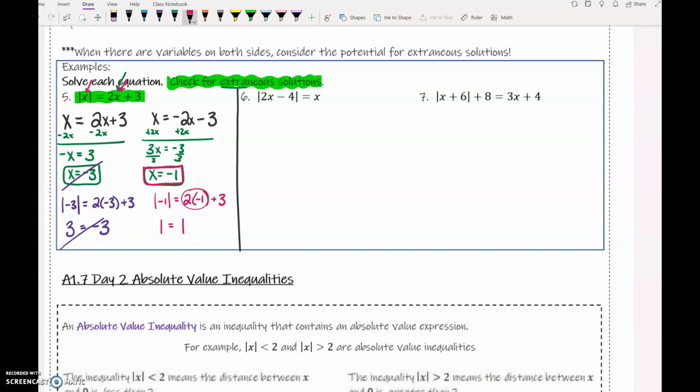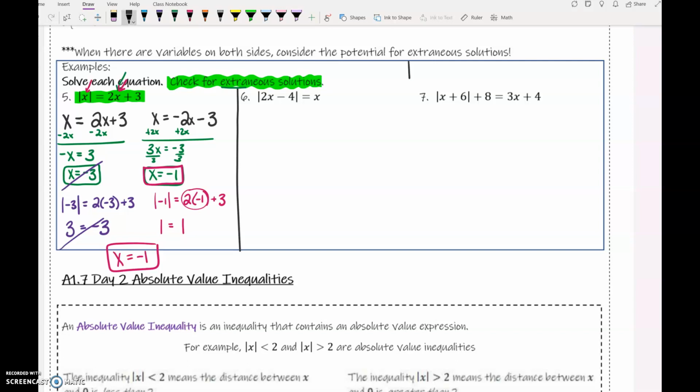So this problem only has one actual solution. It also has an extraneous solution that we need to cross off. So on a test or a quiz, if I asked you what are the solutions here, you would only write x equals negative 1. If I asked what are the extraneous solutions, if any, you would then say negative 3 is an extraneous solution.